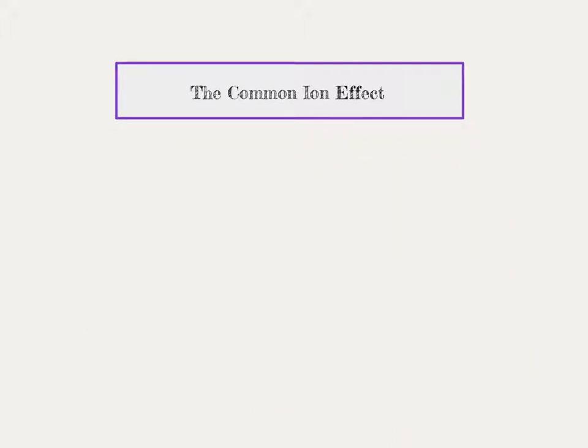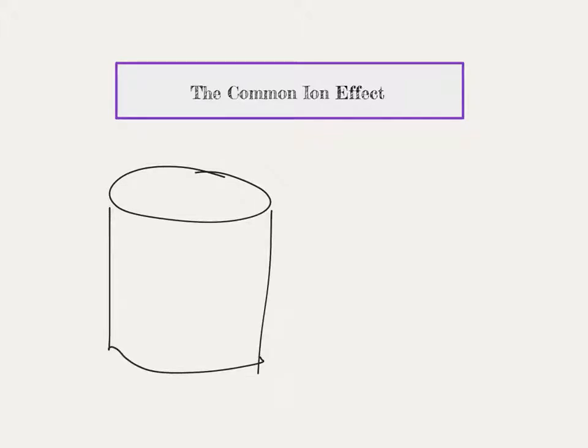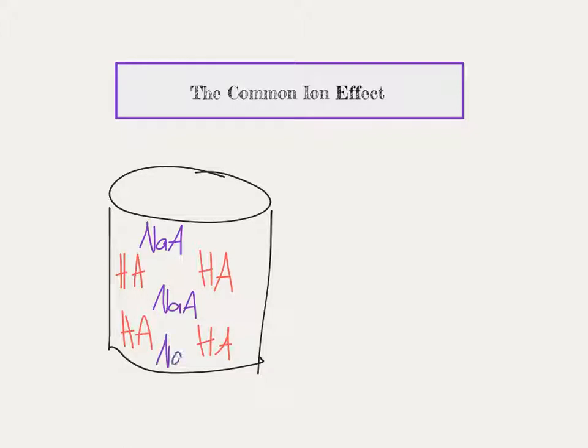But what if we take our same container that contained our weak acid, and we didn't just put the weak acid in there? What if we also added a bunch of salts like sodium of the weak acid? Now at first this seems a little confusing. Well, why would I do that? How would that affect my equilibrium? Well, let's think about it.